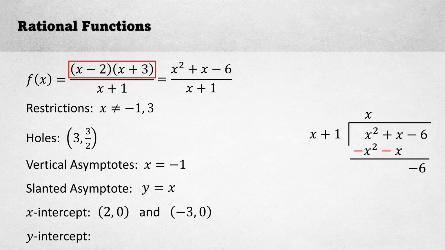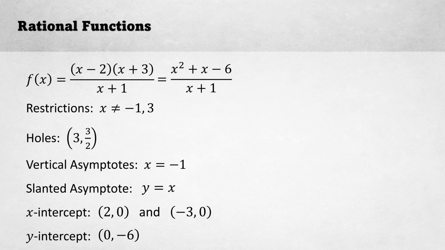To find y-intercept, we set x to 0. An easier way to find this is looking at the constant of the numerator and denominator. When x equals 0, we have -6 over 1, which simplifies to -6. So the y-intercept is 0, -6.